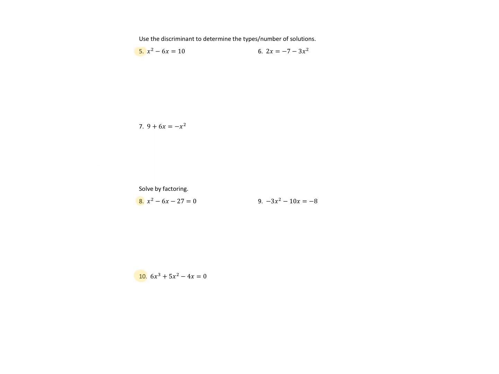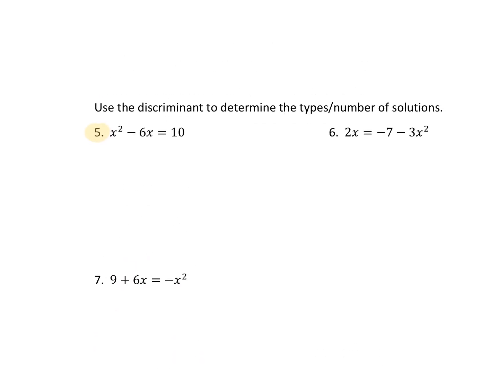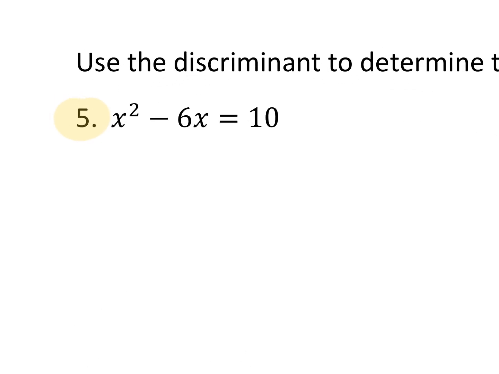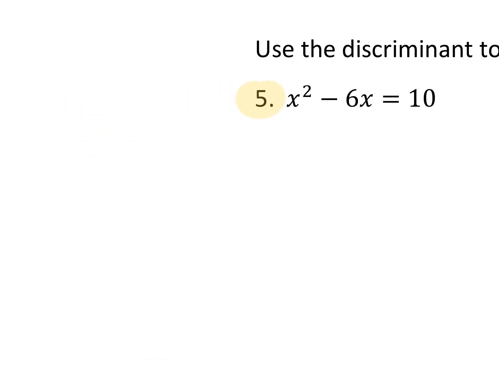So for number 5, it says use the discriminant to determine the types and numbers of solutions. So on the test, it's going to say, to find the discriminant, we want to find the number. And then it's going to say the number of solutions.